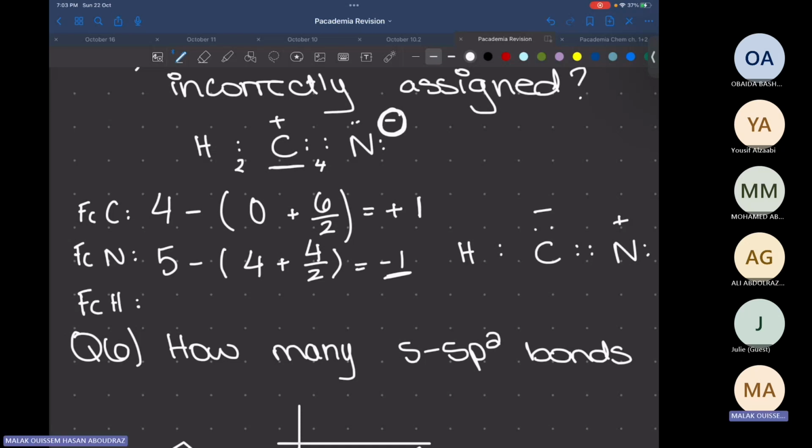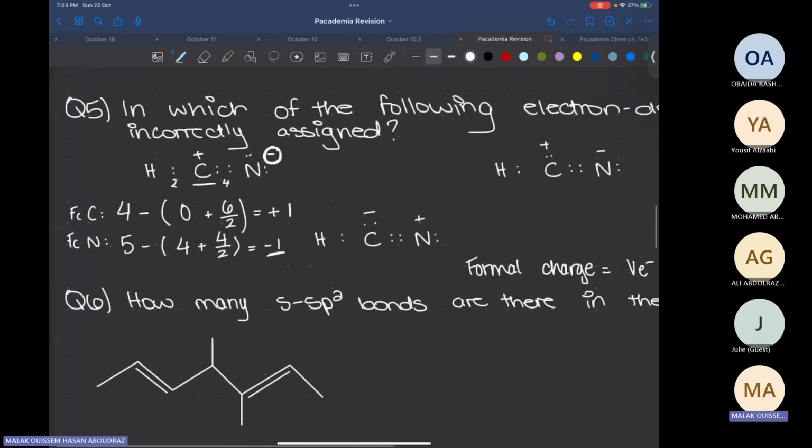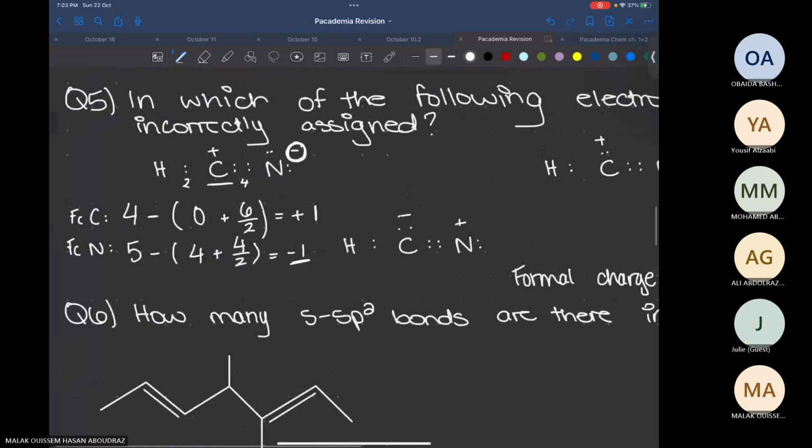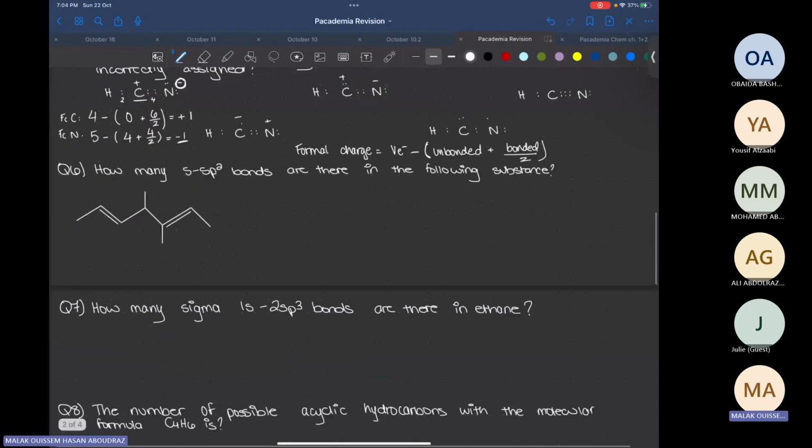The H here is going to be the same for all of them, so you don't really need to do it for the H because it's going to stay the same for all of them. But do you get how we solve the formal charge? Do you want me to continue solving, or do you get the idea? I got it. Okay, done.